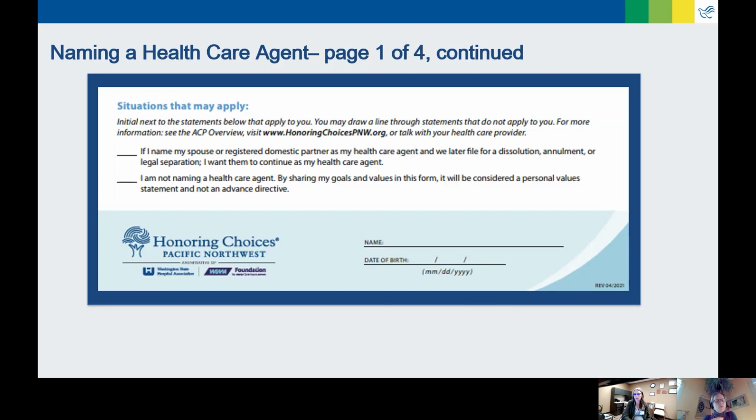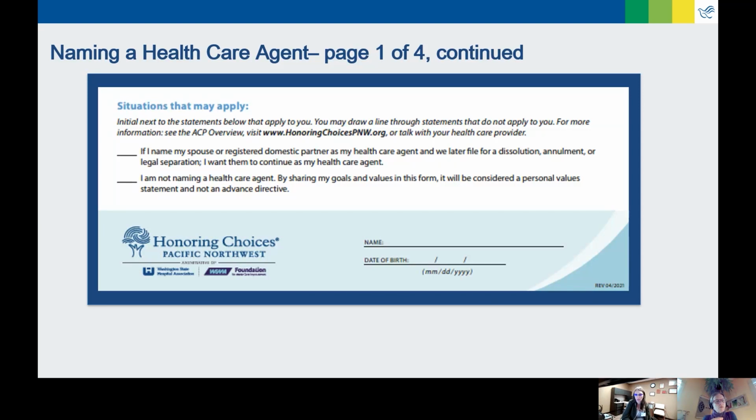So if that is something that you anticipate happening, but you still would want your spouse to be your legal decision maker, then you would initial there. The next line says, if I'm not naming a healthcare agent, by sharing my goals and values in this form, it will be considered a personal value statement and not an advance directive. So this would only apply if in those areas above you didn't name any people.